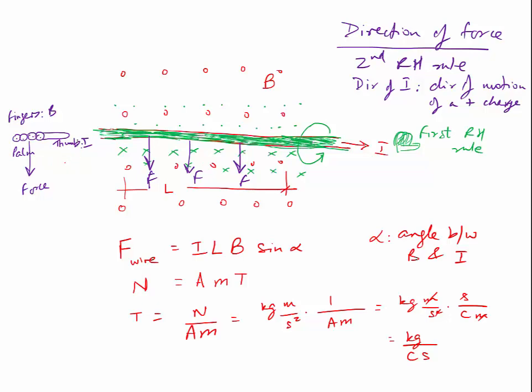But the more reliable way to get the direction of the force in all these cases is to use the second right-hand rule and just use the current model where you pretend that the current is the flow of positive charges. So because we have a positive charge always here, we don't need to worry about any reversal. So no reversal to worry about because current is the flow of positive charges.